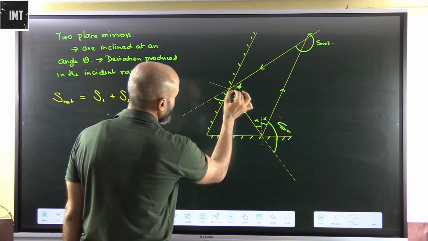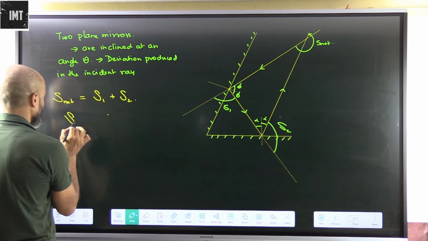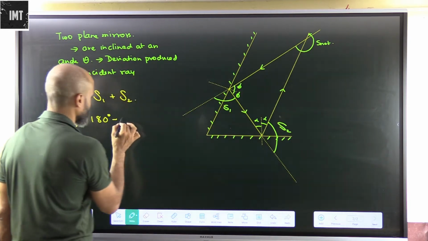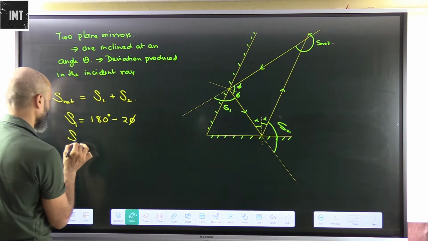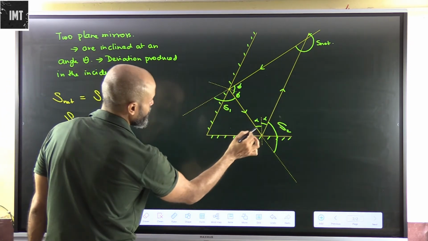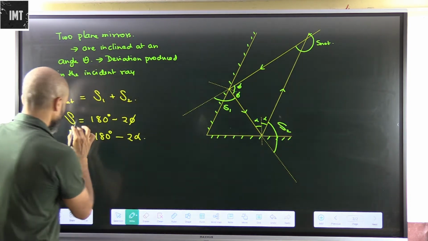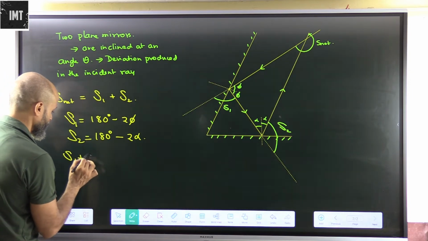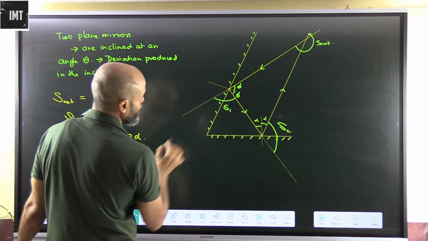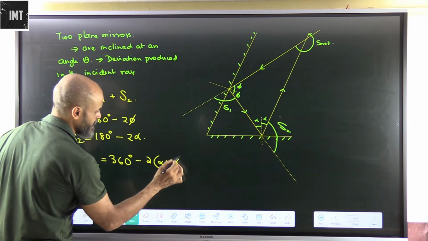See, delta 1 will be 180. I am so sorry. So here delta 1 will be equal to 180 degrees minus sigma plus sigma, that is 2 sigma, and delta 2 will be 180 degrees minus 2 alpha. So if I add delta 1 plus delta 2, this is going to be 360 degrees, right? Delta 1 plus delta 2 is 360 minus 2 alpha plus sigma. I have just taken out 2 as common.